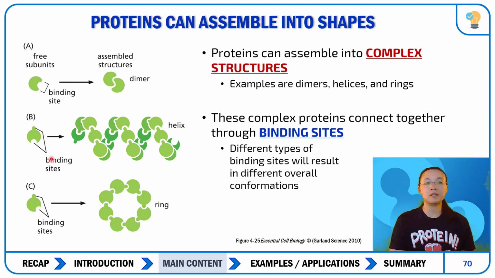You can also have this type of protein with 2 binding sites. So in this case, it makes sense that it could be a chain of monomers, creating a helical structure, or essentially just a long strand of subunits. If you have binding sites that are kind of at an angle to each other, you can create ring or circular structures as well. So the type of binding site that you have is going to really help determine what kind of conformation is possible.